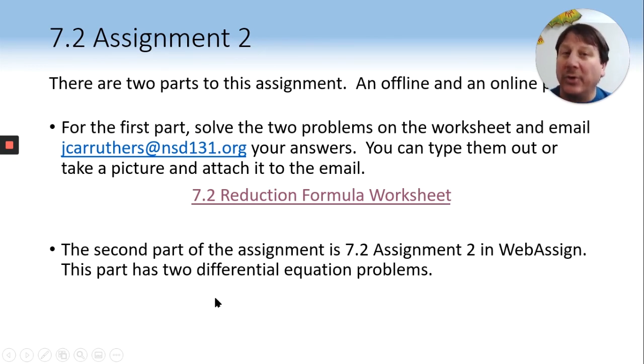Again, there are only 2 problems, and they are both differential equation problems. Neither one of them are particularly difficult. There's just only 2 of them. I figure that's enough for right now.